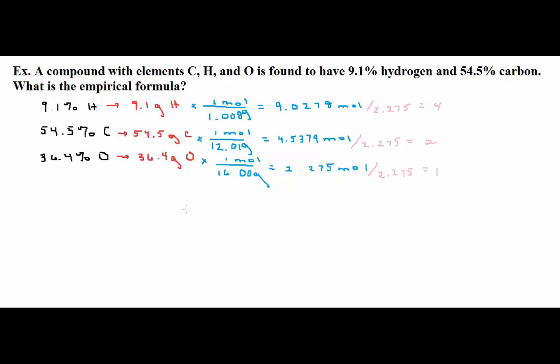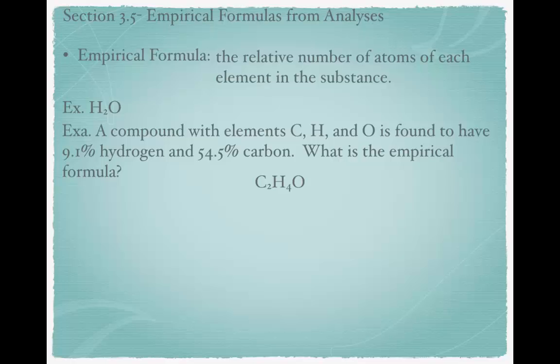So my empirical formula is going to be carbon first. So there are 2 carbons. So I'm going to write C2. Then there are 4 hydrogens, H4, and then oxygen. So this is the formula, C2H4O.